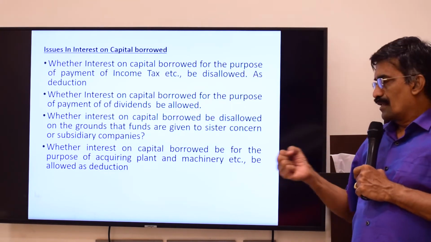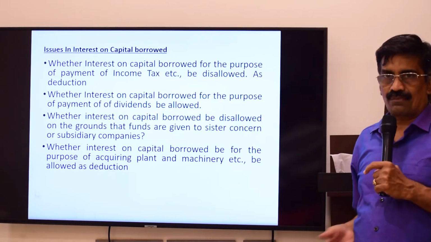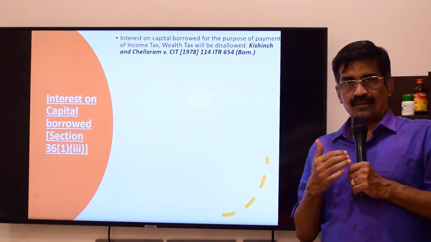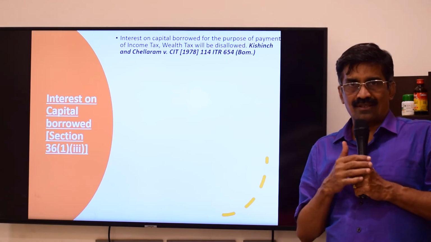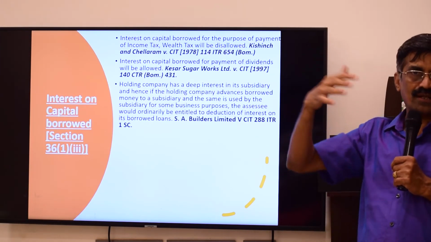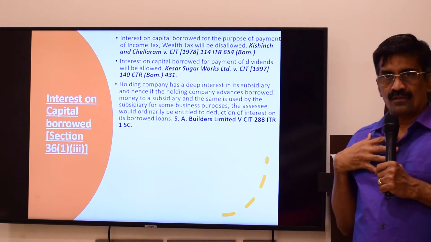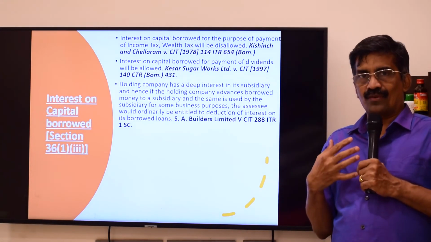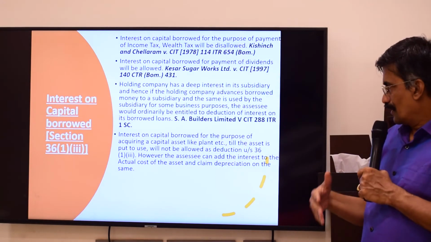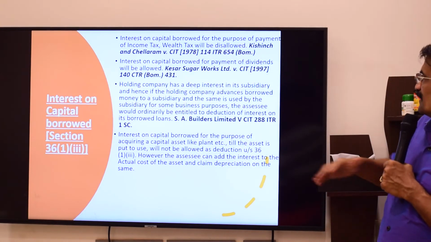The last one: if you take a loan for the purpose of acquiring plant and machinery, what should I do? Because in accounting, till the asset is put to use, you have to capitalize. Whether it is the first machine or the 10th machine or the 100th machine, you can capitalize. But can I come back and say that when I buy a machine for expansion, it is only for the purpose of business or profession? Let's see the answer one by one with corresponding case laws.